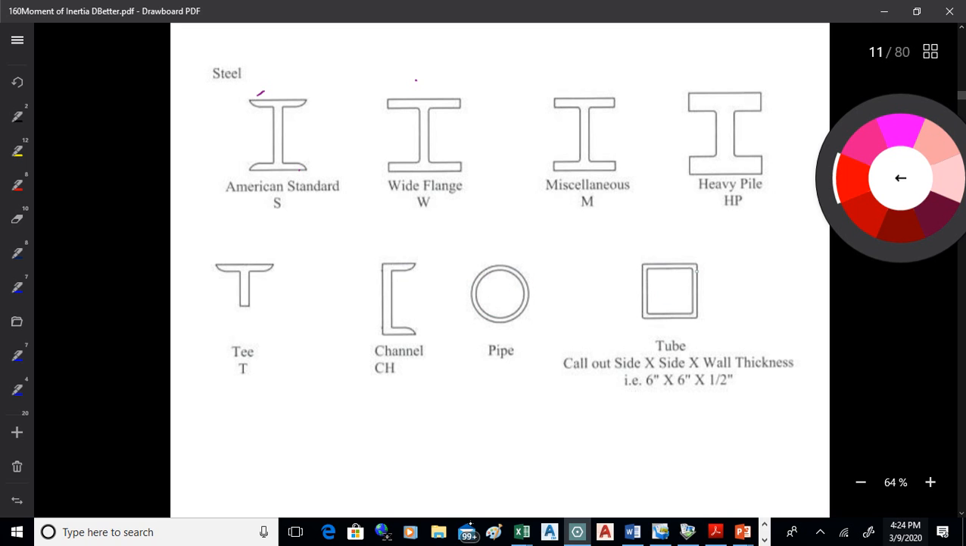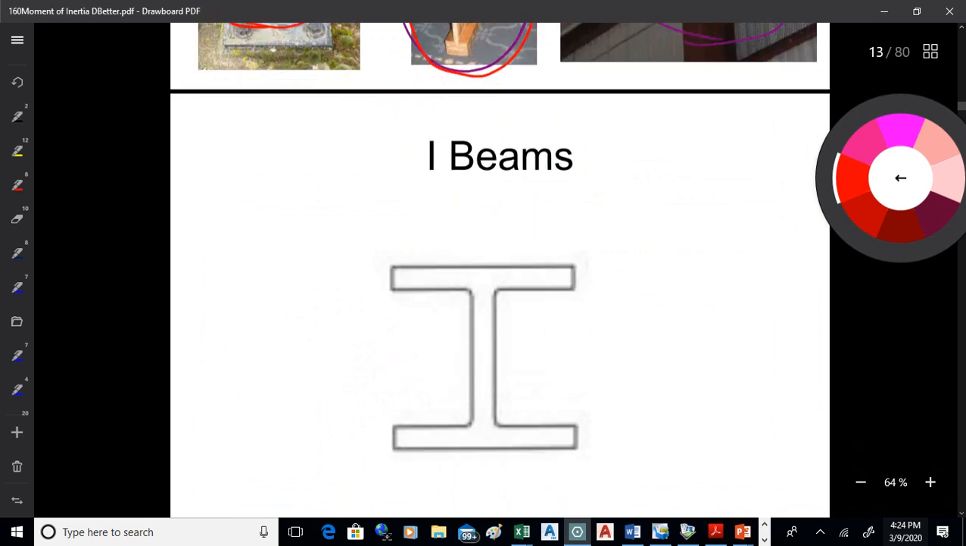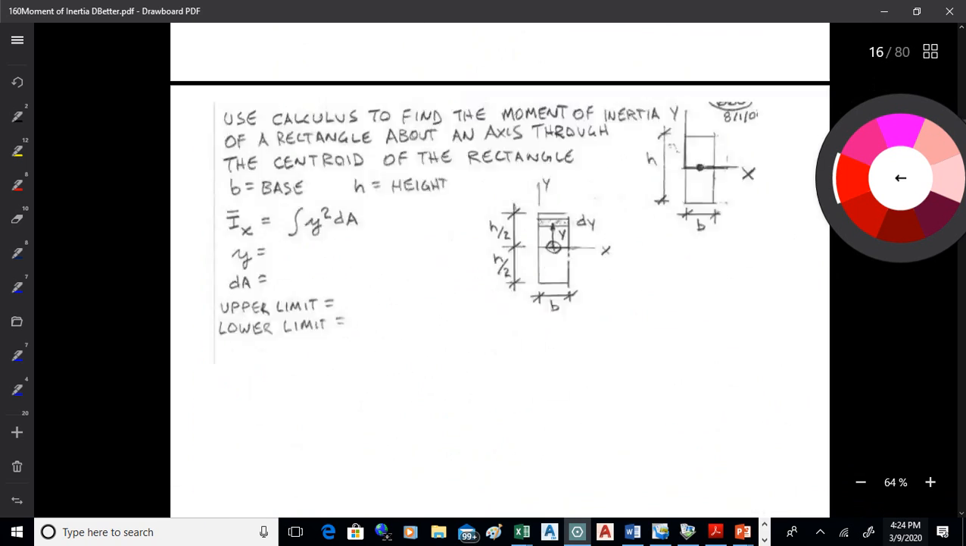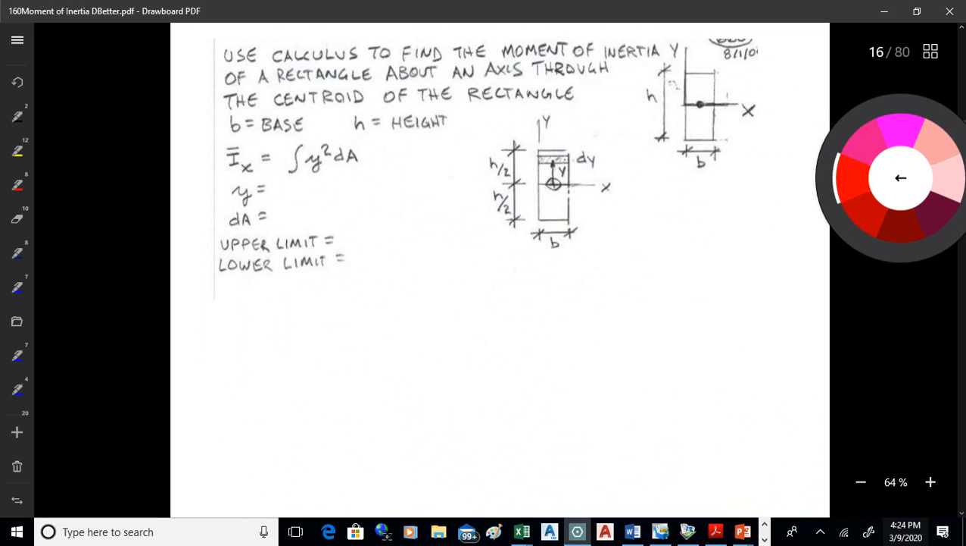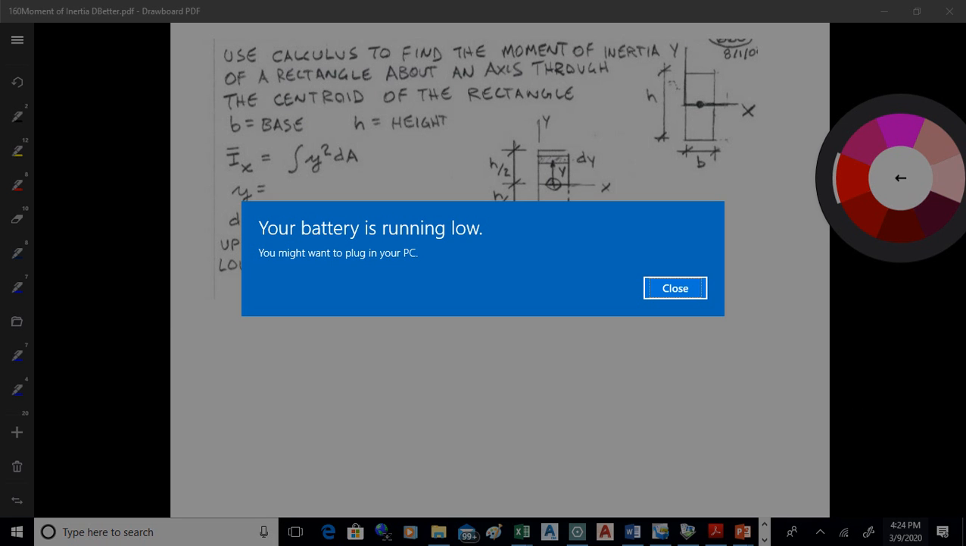Now let's have a look at how this work is done. So let's look at a rectangular cross section. So this is on page 660.